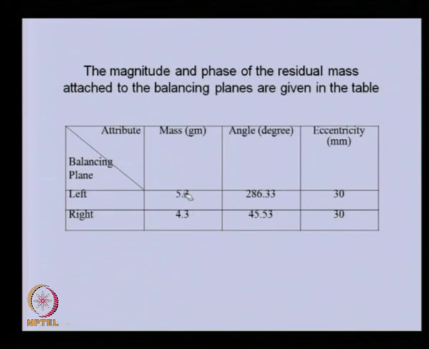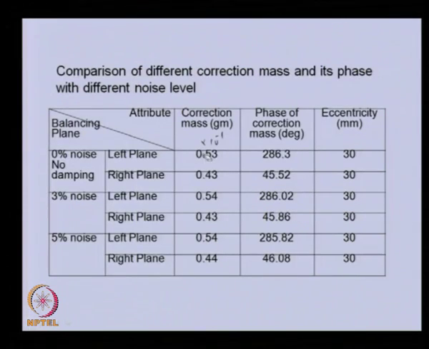So, these are the assumed residual unbalances in the left plane and the right plane of the disc, and these are the ones estimated using the influence coefficient method directly from the responses. So, they are matching quite well.